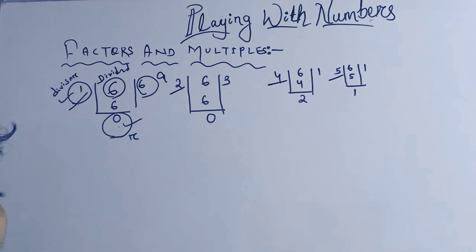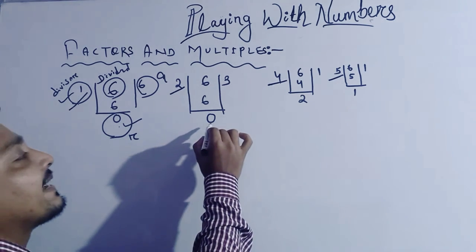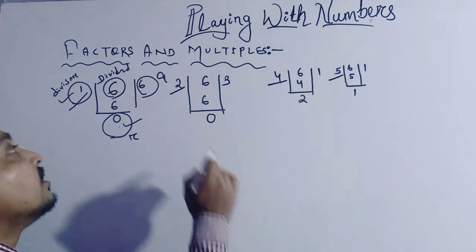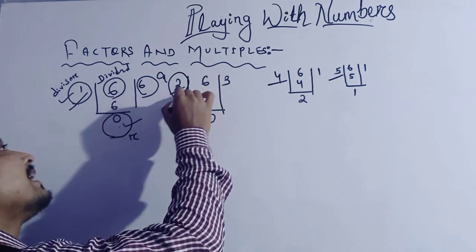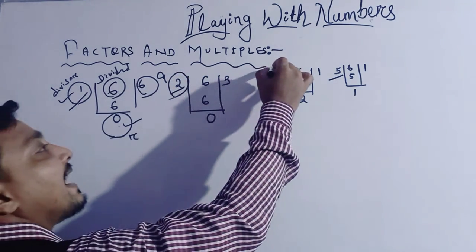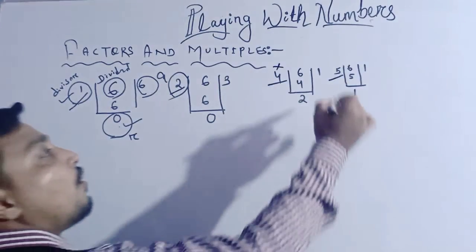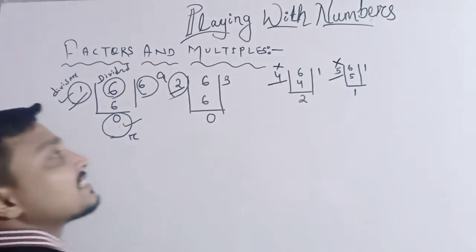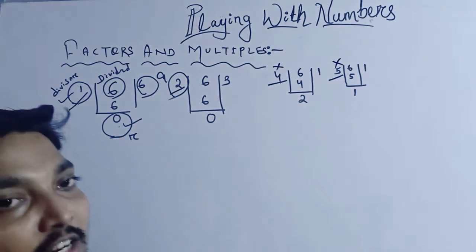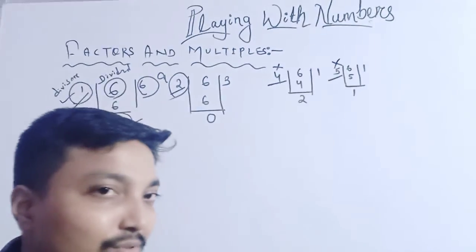Why is it an exact divisor? Because on dividing we are getting the remainder equal to 0. So this one is also called your exact divisor. But this one I cannot call the exact divisor. Also this one I cannot call the exact divisor. Understood? Exact divisor, understood or not understood?